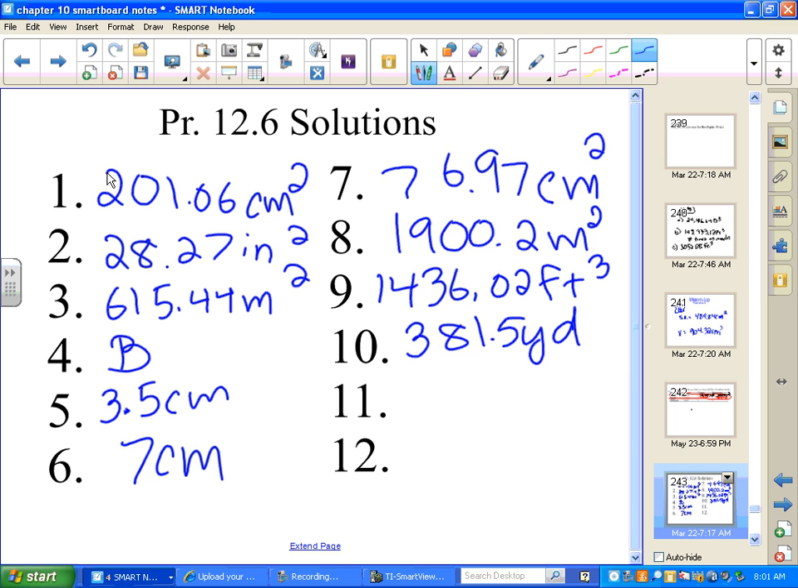Good. Matt, number 11. No. I think you forgot to take that 16 and divide it by 2. 16 is the diameter, not the radius. Oh, okay. Charles, number 11.